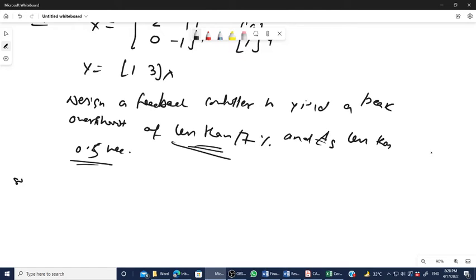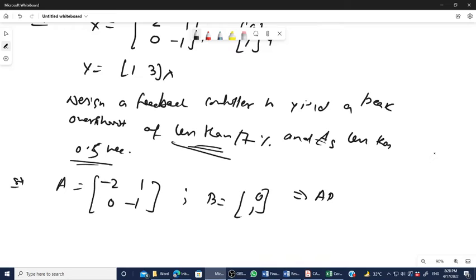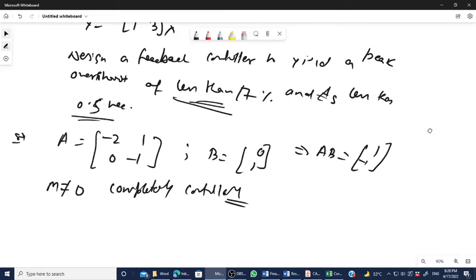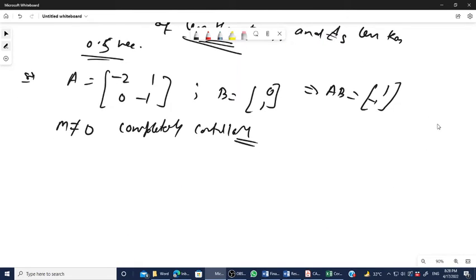So I am starting with the A matrix. The A matrix is given like this, minus 2 1 0 minus 1, and the B matrix is given like 0 1. So the AB matrix you can find as 1 minus 1, and based on this the M matrix you can find is not equal to 0, so it is completely controllable, right? So the first criterion is passed and we can find out the value of k. We can design the value, right?